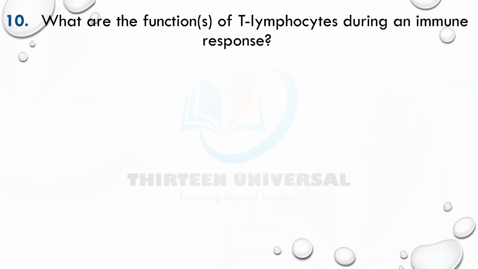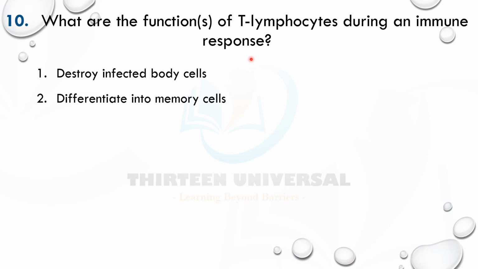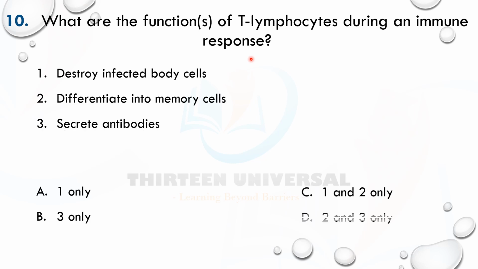All right, so the next question says, what are the functions of T lymphocyte during an immune response? T lymphocyte destroy infected body cells. Okay, let's go. So what's the answer? Okay, destroy infected body cells, yes. T killer cells can destroy infected body cells. Differentiate into memory cells, yes. T lymphocytes form memory cells to retain the track record of the pathogen, so that in future invasion of the body by the same pathogen, they can ward it off. Okay, secrete antibodies, no. Antibodies are for B lymphocyte, not for T lymphocyte. So it's 1 and 2.